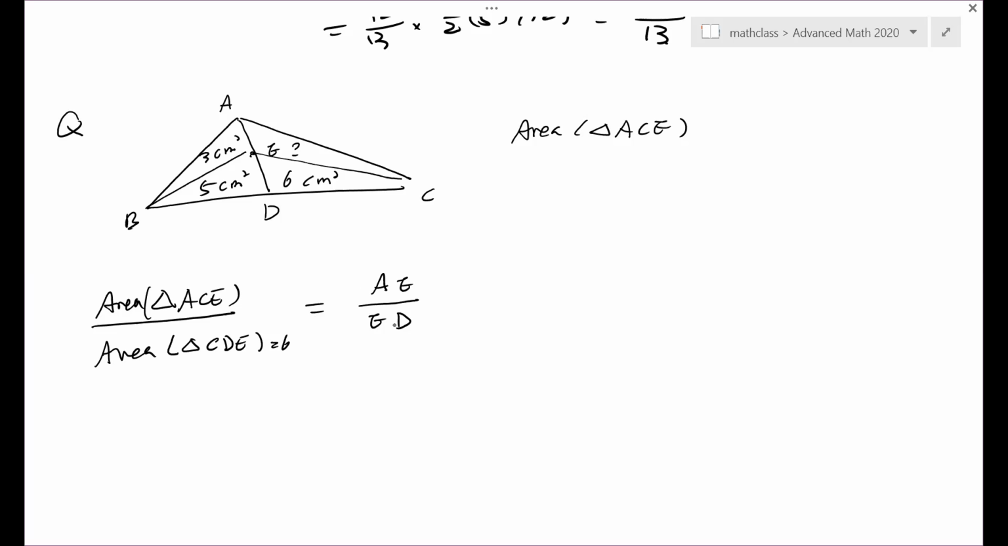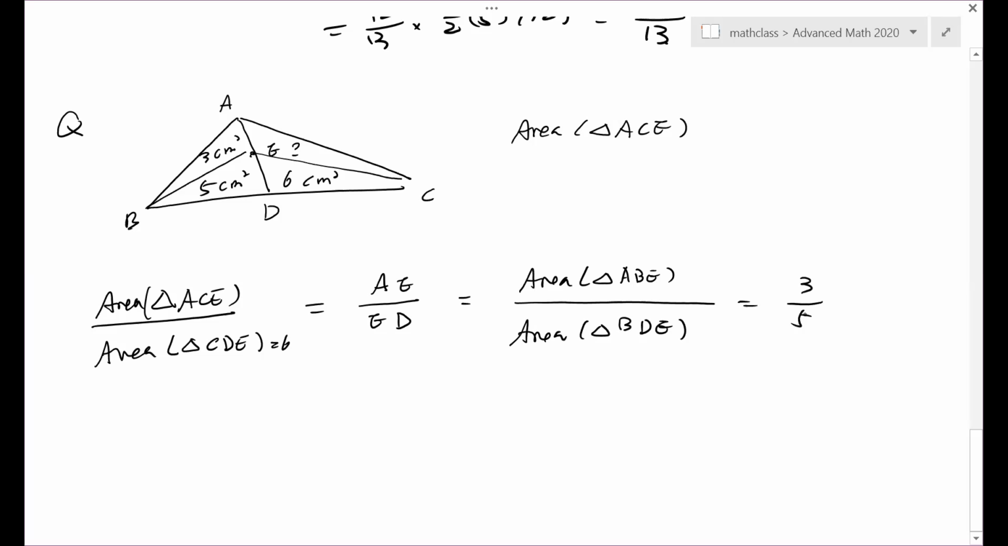But then you look at the 2 triangles on the left. You still have a similar comparison: the area of triangle ABE and the area of triangle BDE. But we already know that this can be 3 over 5.